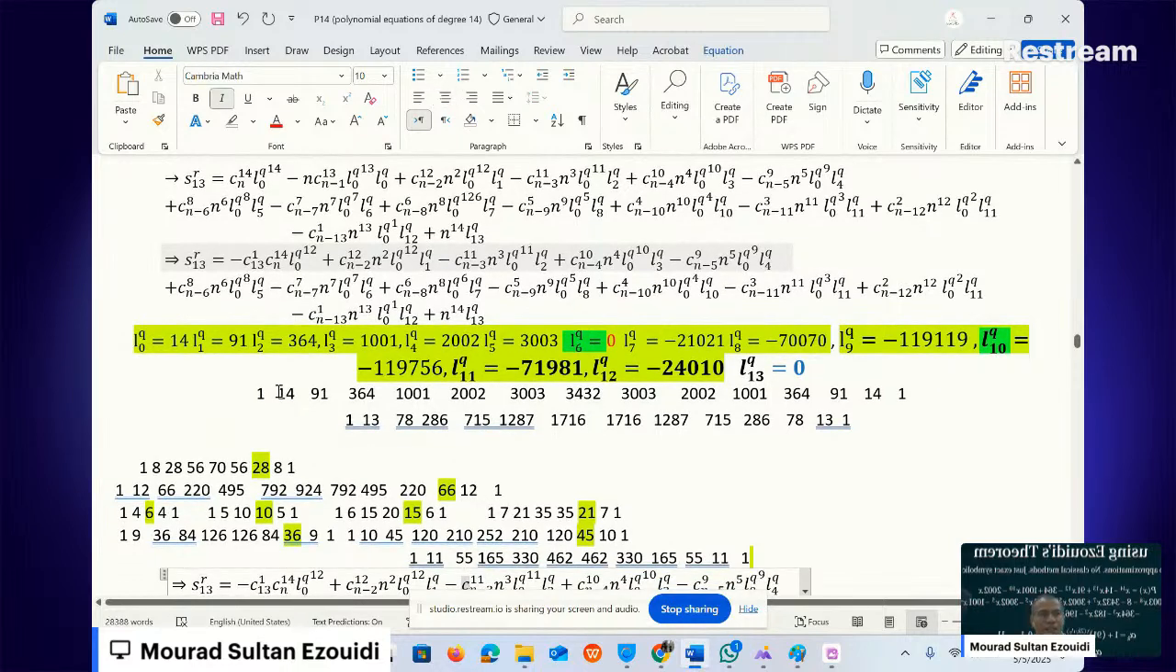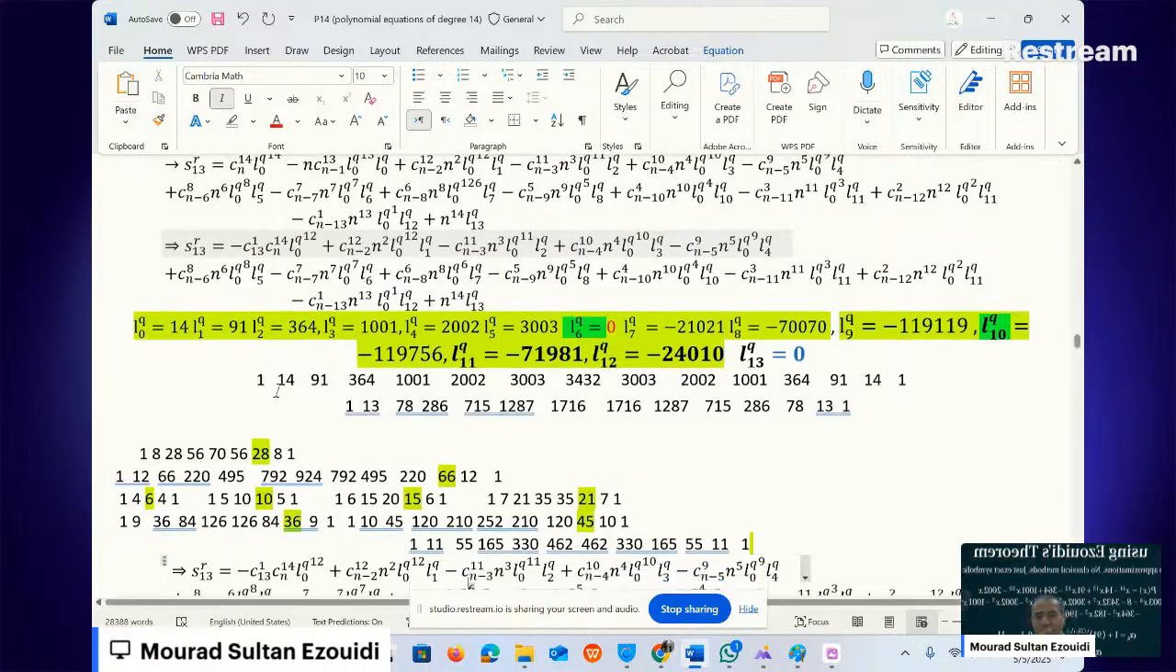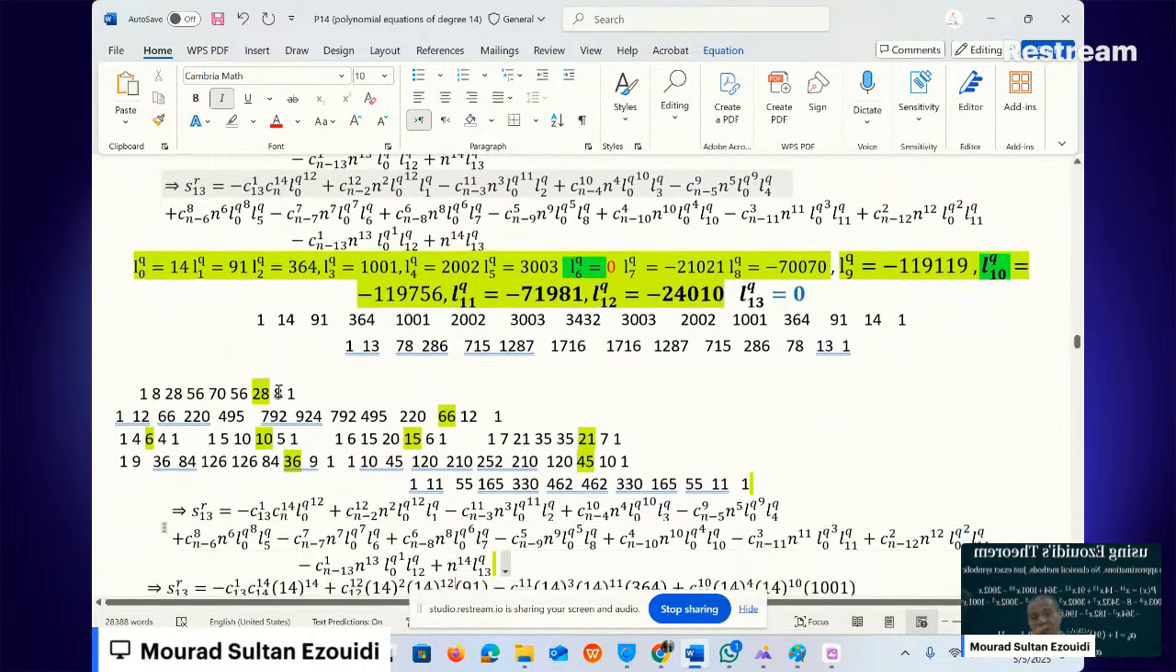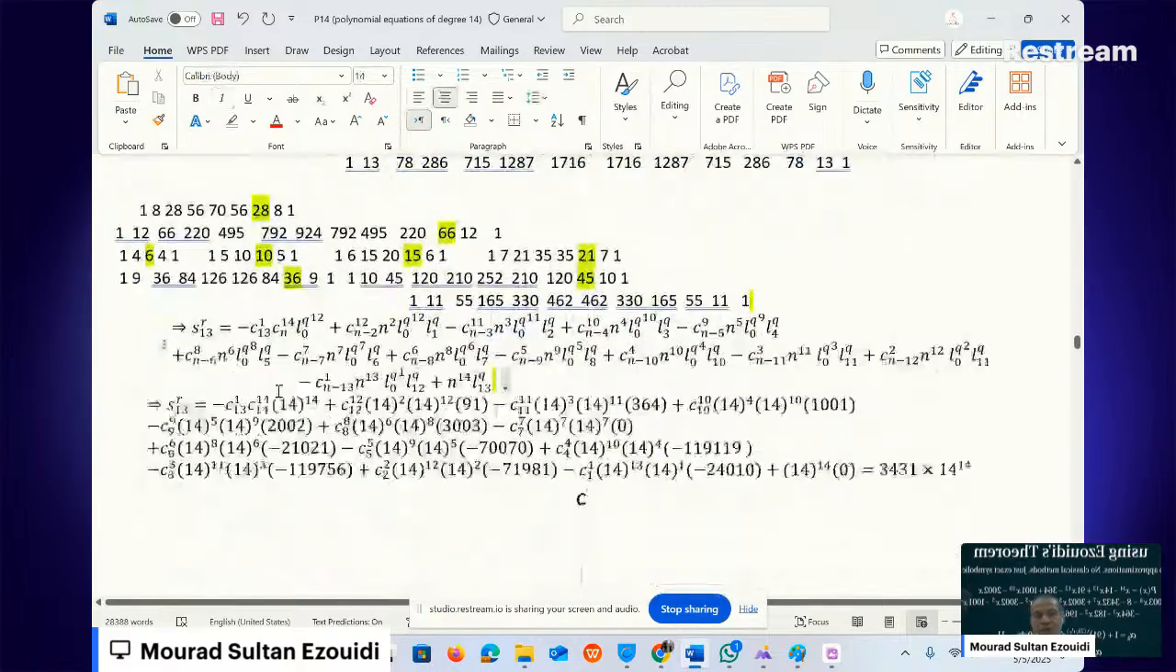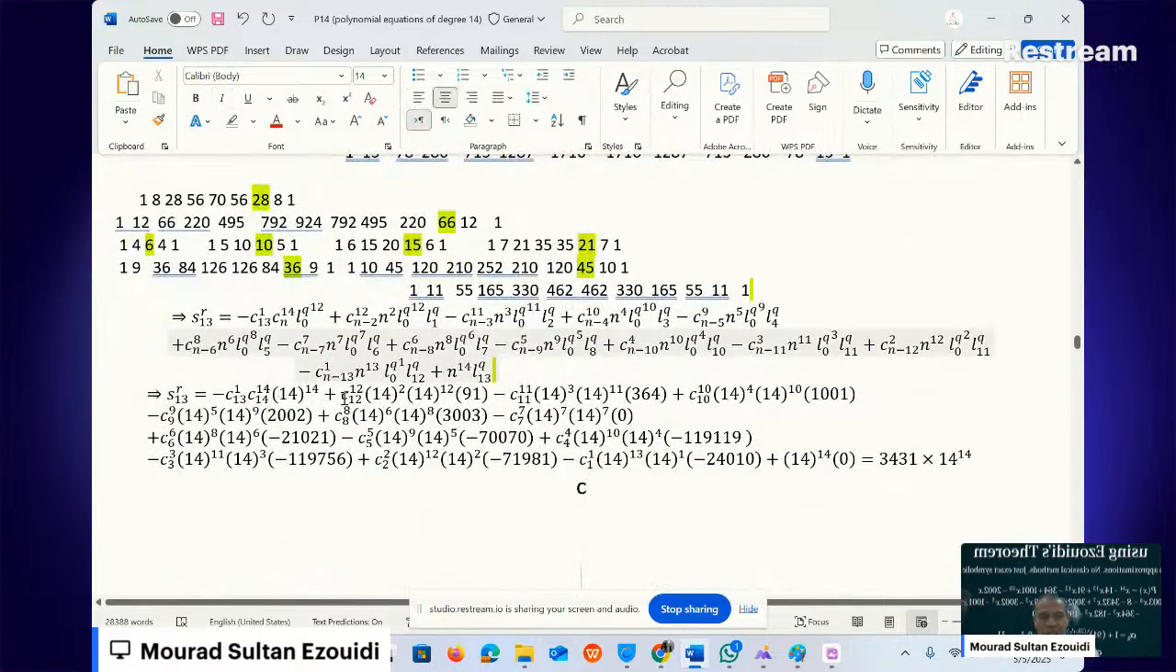Here, we will use the theorem to figure out the exact roots of the 14 degree equation that has been extended from the 13 degree polynomial equation. So here, Professor, we make the calculation, and we obtain the value now of S14.